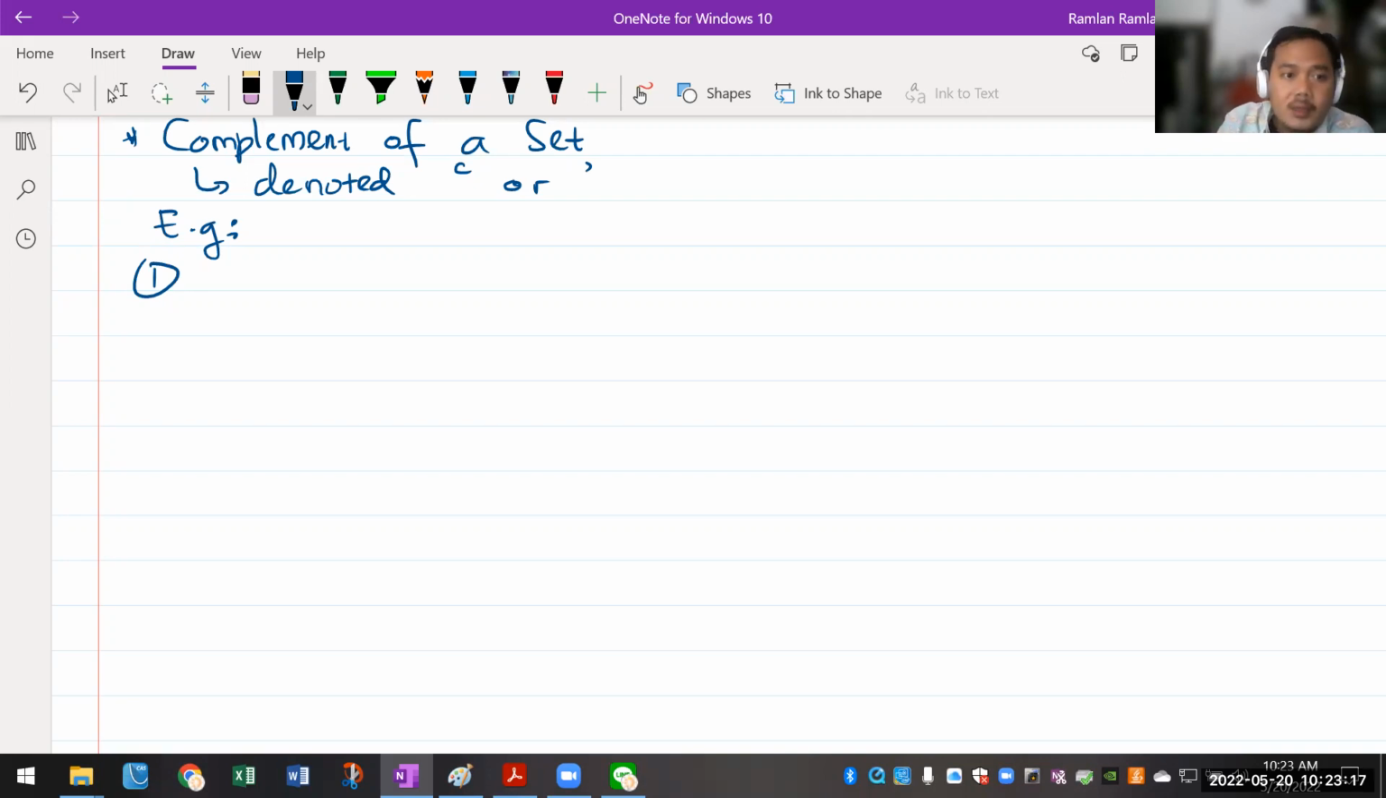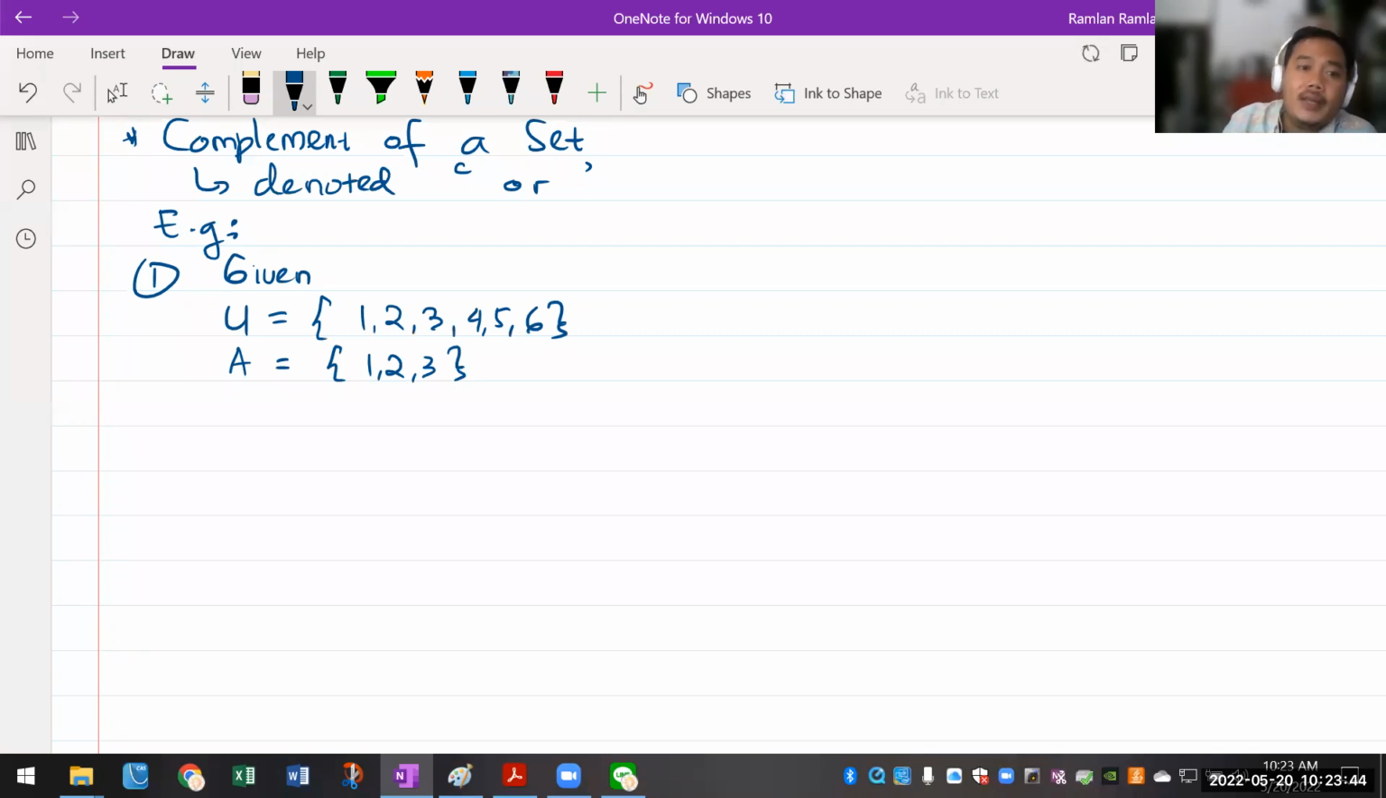So for example, number one, given universal set U equals, for example, 1, 2, 3, 4, 5, 6, okay? And then in this same question, I have set A. Set A consists of 1, 2, and 3. And then I would like to know the complement of set A.